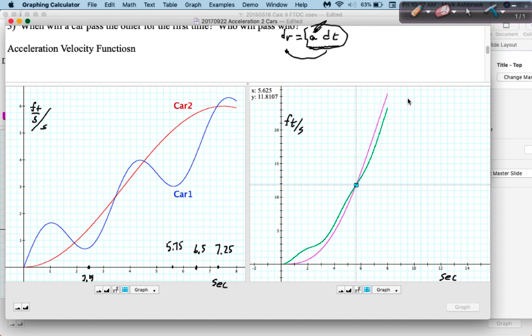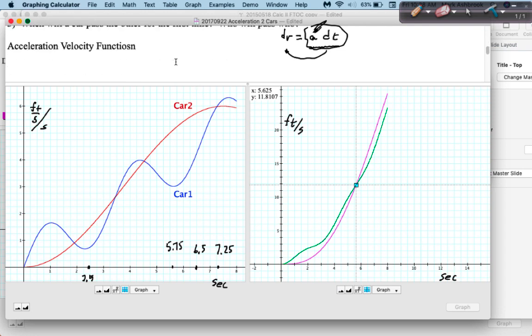Okay? Sorry, I didn't see that. All right, well, how can we find out? All right, so we want to set up the accumulation of changes in position. And the accumulation of changes in position is? Right, integral of speed function. All right, so let's write that.